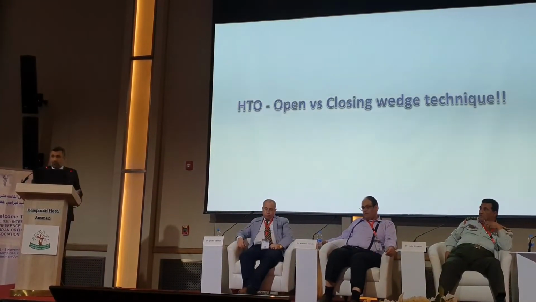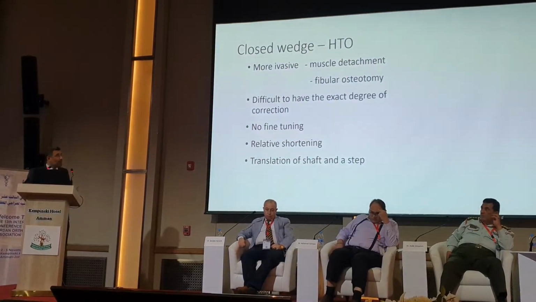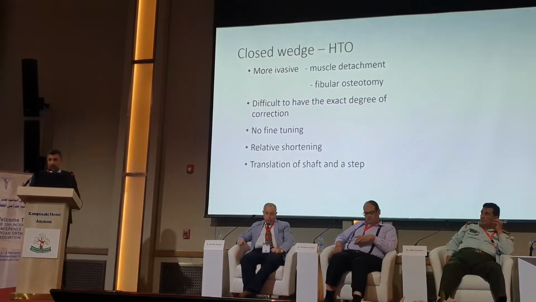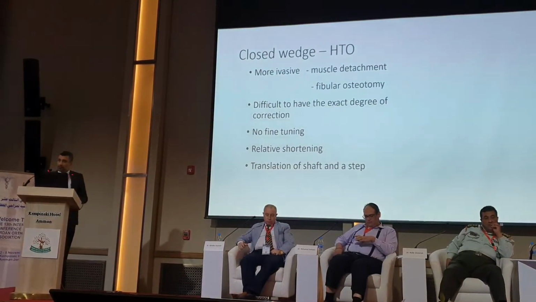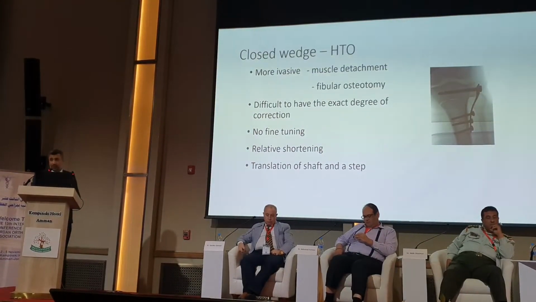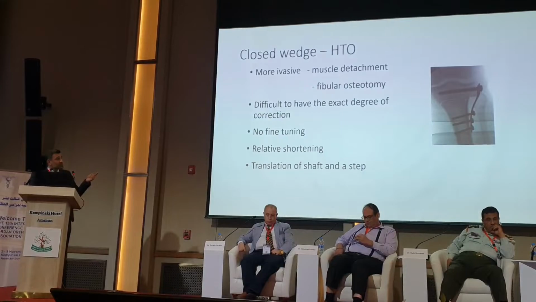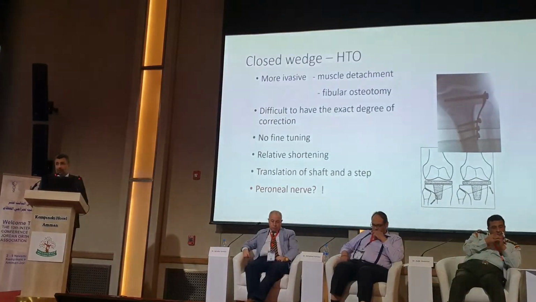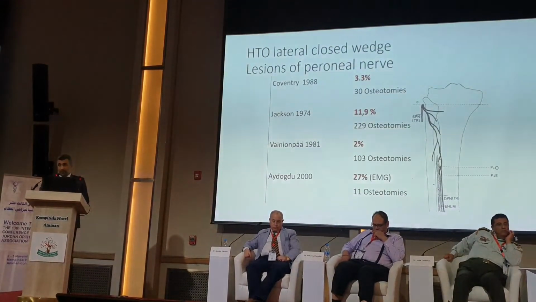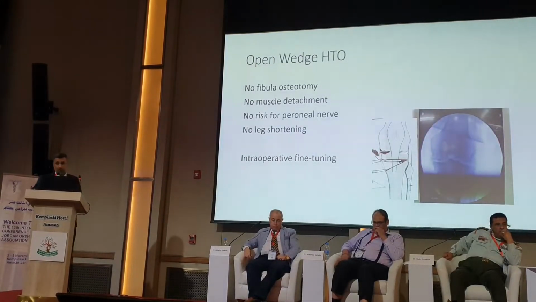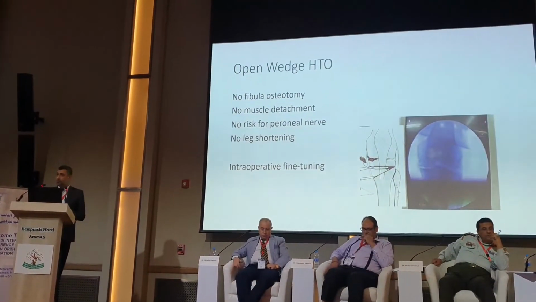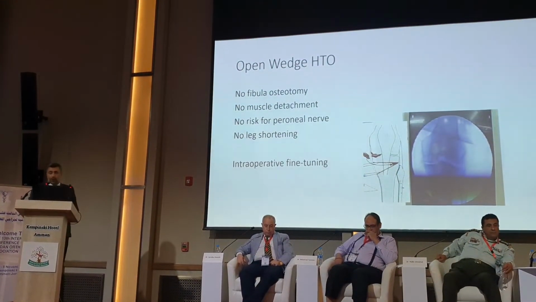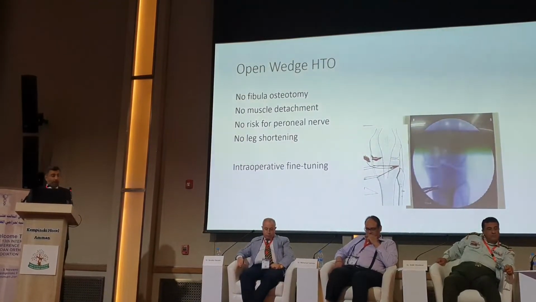So, is it to do open wedge or closing wedge osteotomy? Before, it was almost always closing wedge, but we have problems with that. The muscle dissection, the need for fibular osteotomy, the step which can result from closing the wedge, and this may interfere with future prosthesis. And the more concerning issue is the peroneal nerve, which is more common than we believe in this type of procedure. On the other hand, open wedge osteotomy has no muscle dissection, no fibular osteotomy, no shortening, no peroneal nerve problem, and importantly, we can fine-tune during the operation.